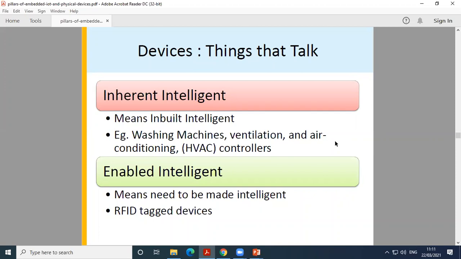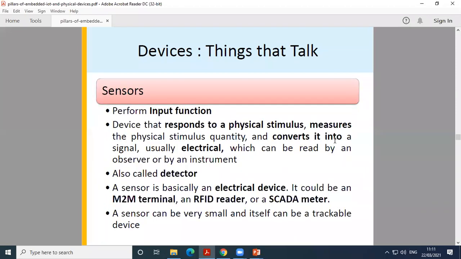Sensors are the devices that perform some input functions, or sense some change in the surroundings. Sensors can recognize change in heat, pressure or force. Based on the input, the sensor performs some actions. Sensors are devices that respond to a physical stimulus, measure the physical stimulus quantity, and convert it into a signal. Usually that signal is an electrical signal.